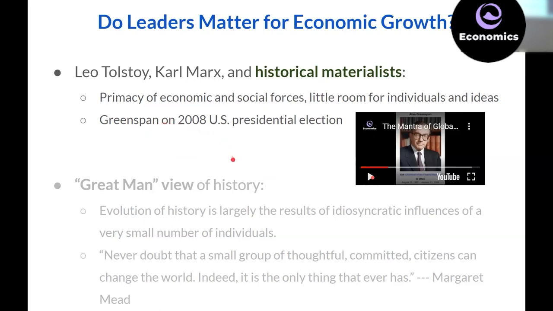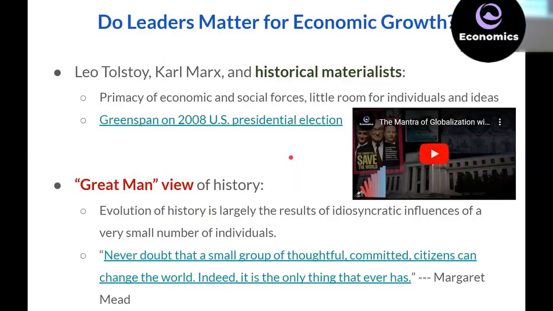Right? So the other view in terms of answering this question, do leaders matter for economic growth, is the so-called great man theory. Based on that theory, the evolution of history is largely the result of the idiosyncratic influence of a very small number of individuals. It doesn't have to be a man, right?